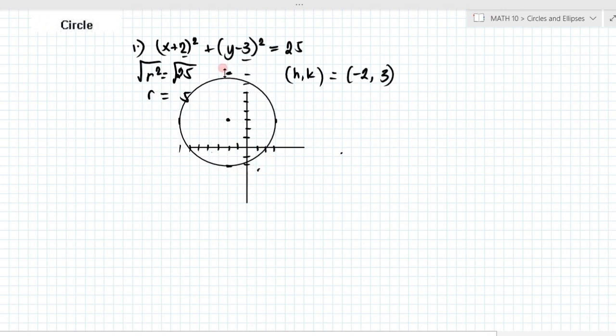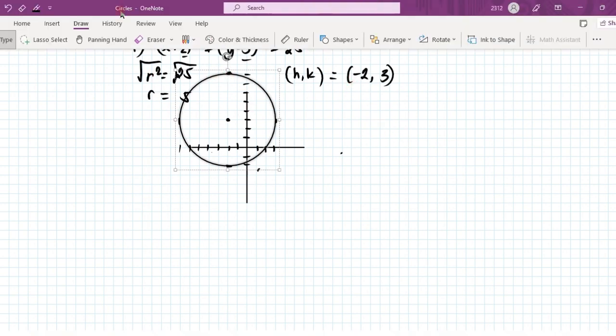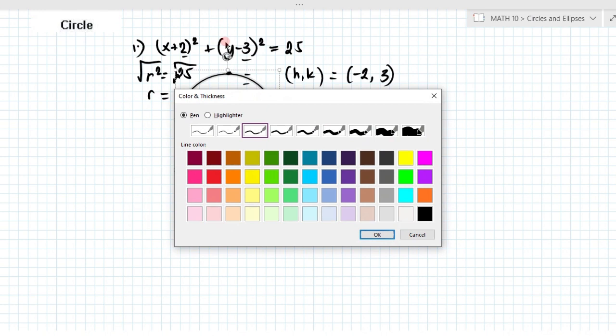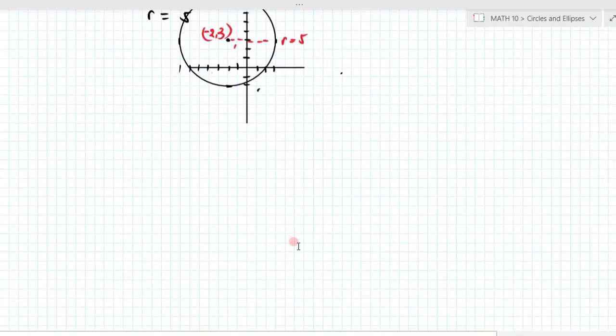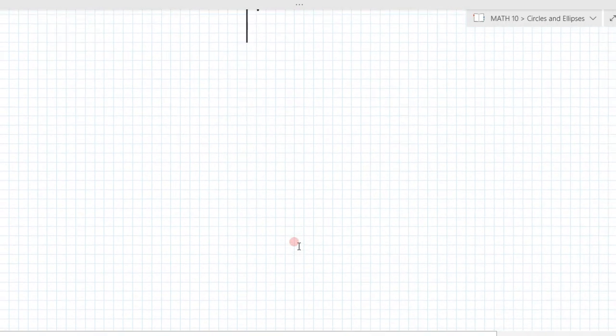There we go. So we now have a circle graph from the equation. Our center is negative 2, positive 3. Then we have a radius of 5. That's simple. Next, to the next equation.